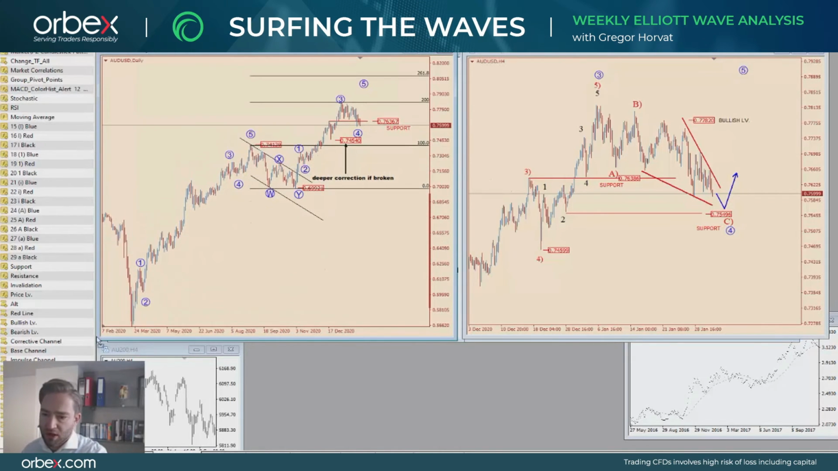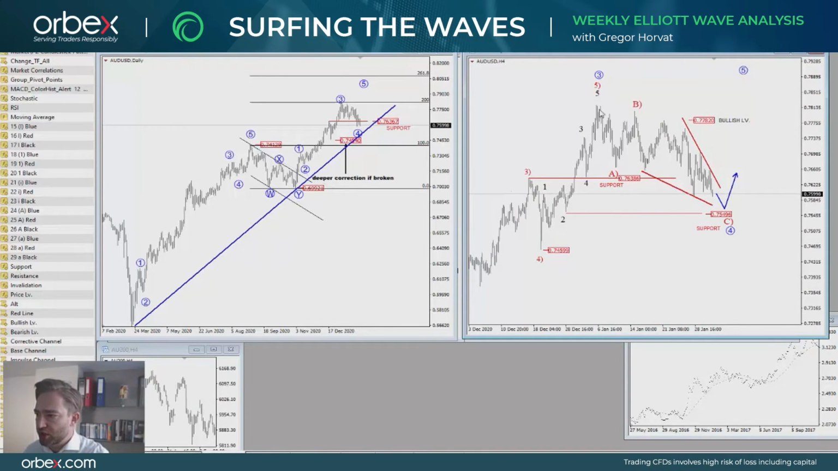So let me just draw it real quick here. So that's your trend line. Okay, so as long as we are trading above this trend line, the trend is actually up, and I'm seeing this pullback as a corrective movement. In fact, if you take a look on the 4-hour chart here on the right, you can clearly see that there are plenty of overlaps here.